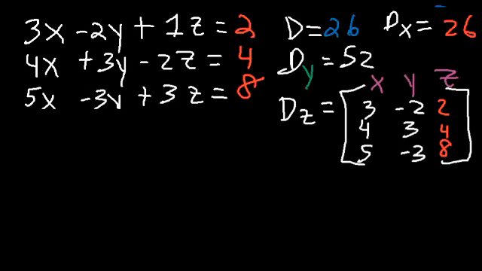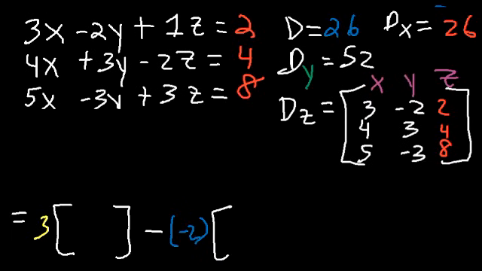So now let's expand it. So it's 3, negative 2, 2. So let's start with 3 first. And then we'll have the 2 by 2 matrix minus negative 2. And then plus positive 2 times another matrix.